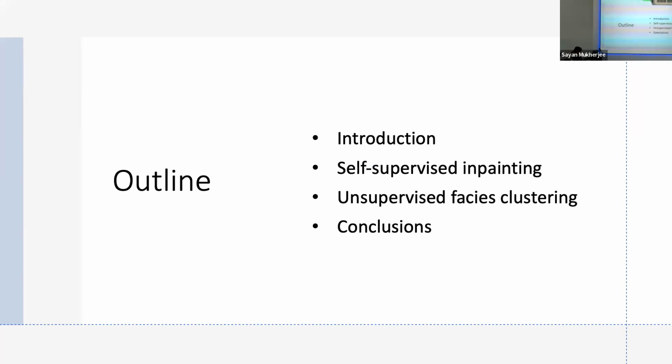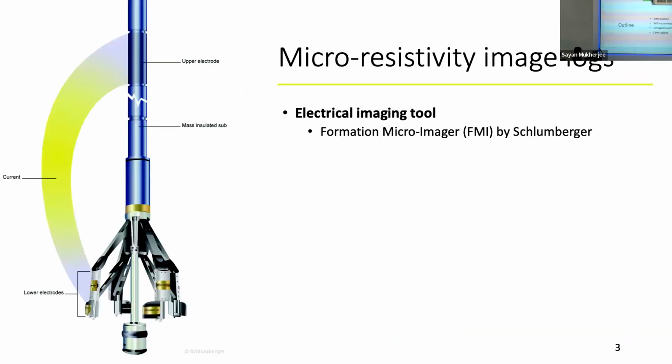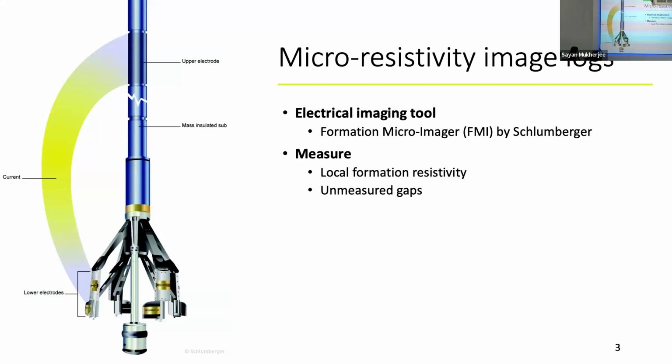Let's start with the introduction part. This is Schlumberger's electrical imaging tool, the Formation MicroImager. It measures local formation resistivity by pushing these electrode pads against the borehole wall. Usually the total width of those electrode pads is less than the borehole size. This would lead to some unmeasured gaps in the collected data.